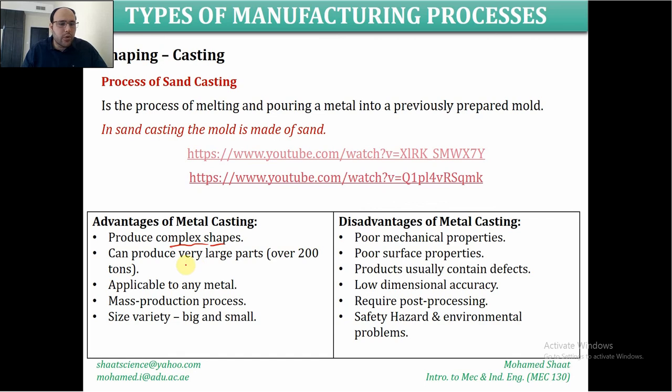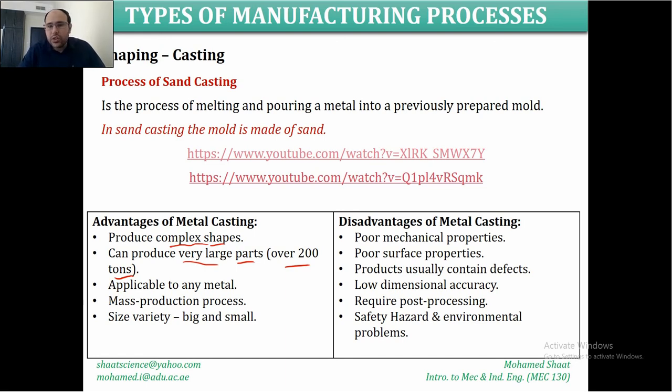Also, it can be used for making very large parts. We can produce products whose weight could be over 200 tons, which is a huge piece of product that also can be made using the casting process.